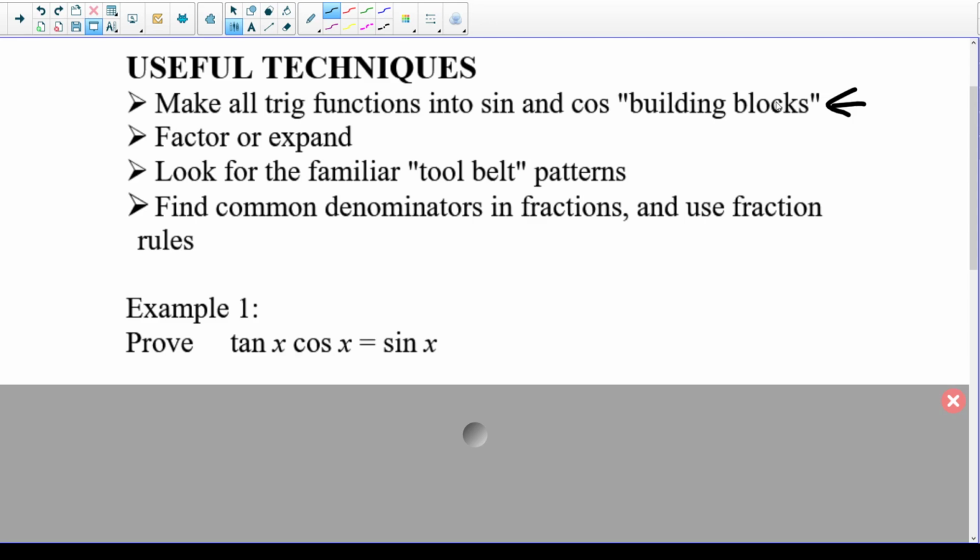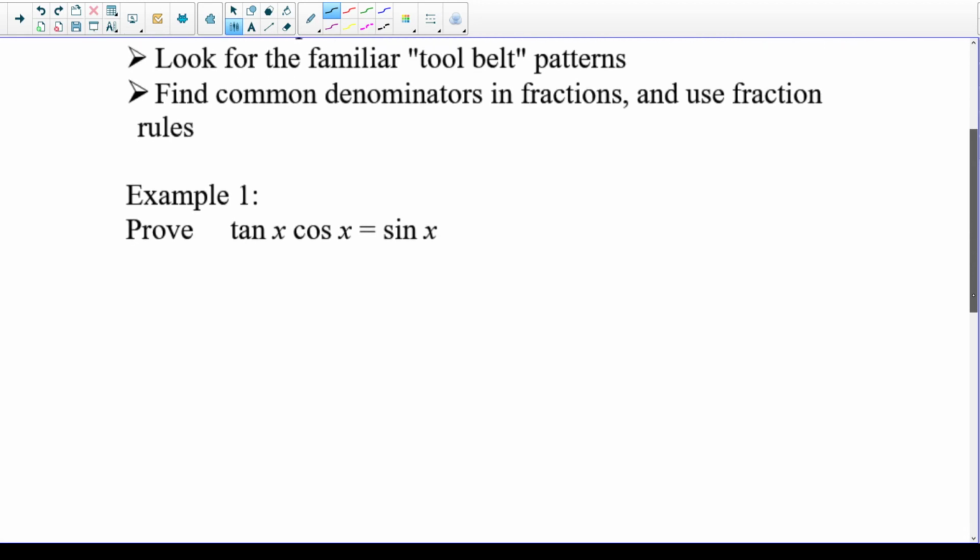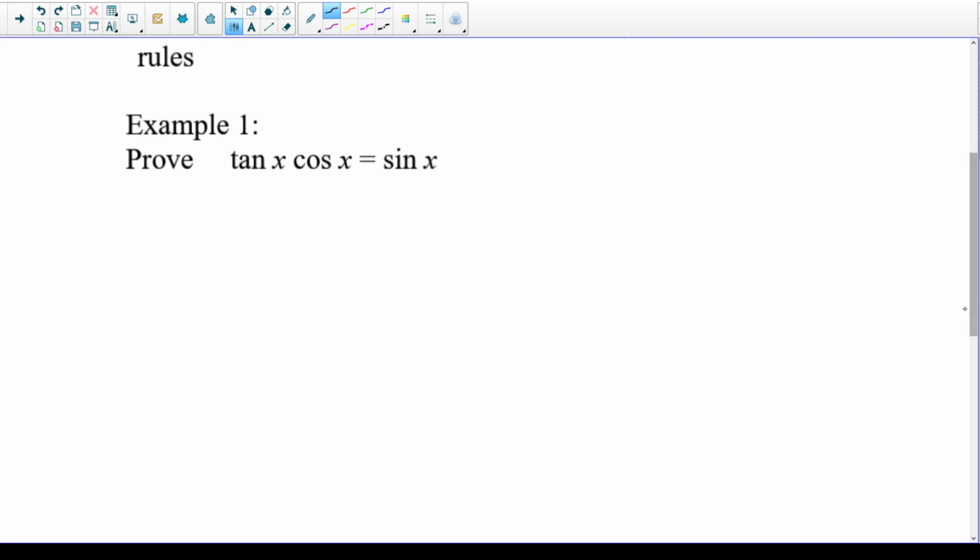Then sometimes you're going to have to factor, or you may have to expand. Then you're going to have to look at some of those tool belt patterns. And then you might have to find common denominators and stuff like that. We're going to see some more complicated examples in a second. However, I have to tell you folks, I cannot show you every possible example in today's lesson, and a lot of this has to be learned by just trying as many as you can and starting to see all the patterns that exist with these.